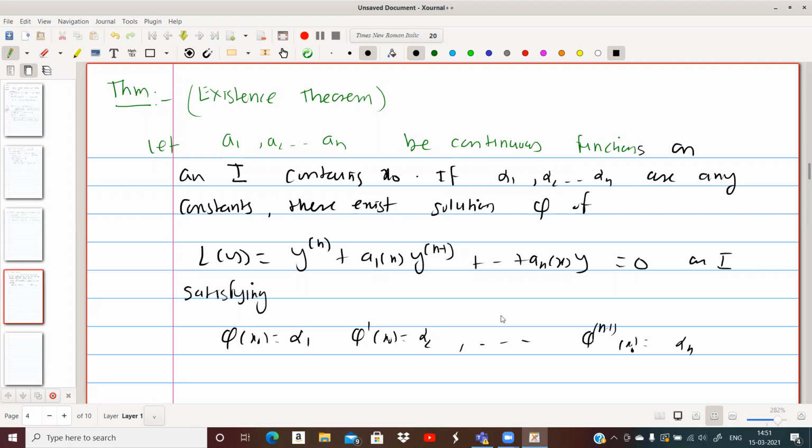So we stress this theorem into two things: that the solution exists on the entire interval, solution exists on the entire interval I. And second, that every initial value problem has a solution.